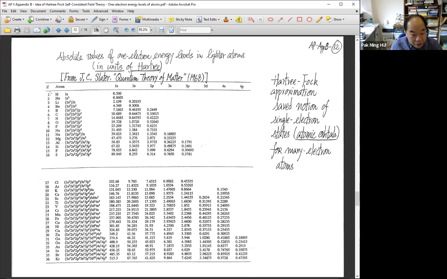So when you go down the periodic table, first of all, the 1s keeps on changing from atom to atom, okay? As the atom is getting bigger, 1s drops deeper, because the nuclear charge is bigger, the attraction is stronger, okay? Closer to the nucleus. 1s is closest to the nucleus, okay?